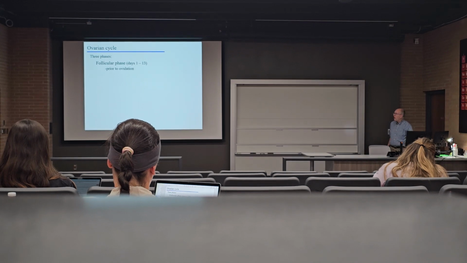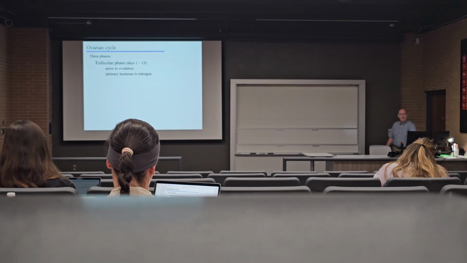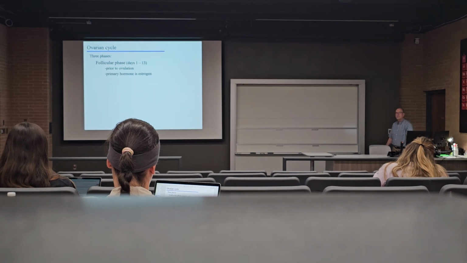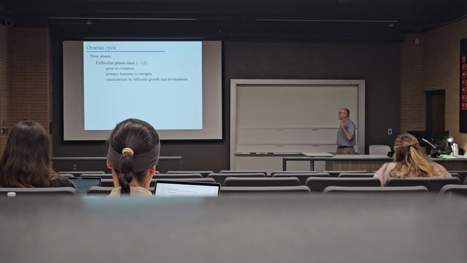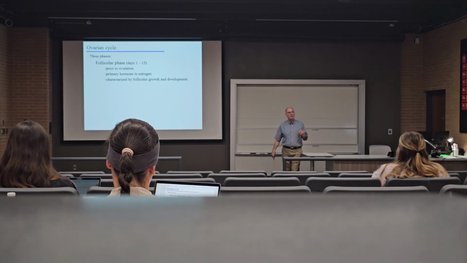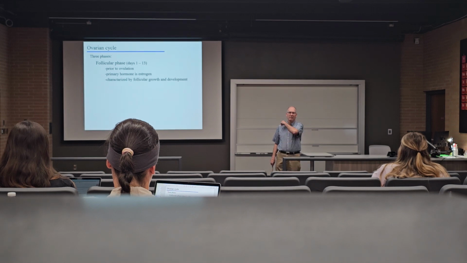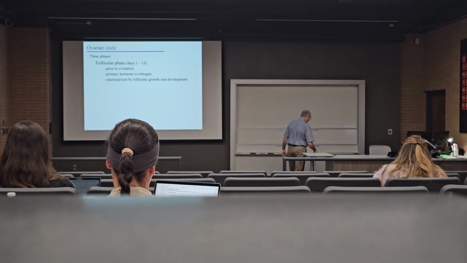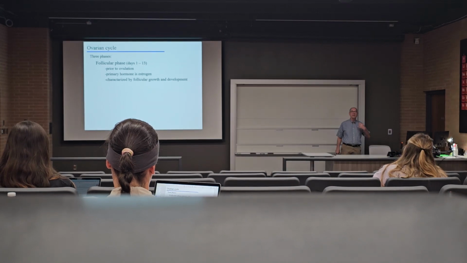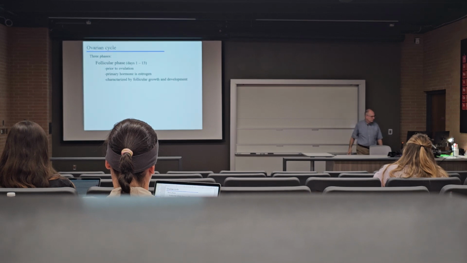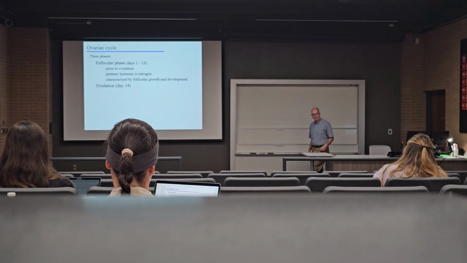The primary hormone involved in this is estrogen. That estrogen is being produced by those follicles. And it is characterized by follicular growth and development. What is causing that follicular growth and development? Follicle stimulating hormone, FSH. FSH will cause the growth and development of these follicles, which will then produce estrogen. So as the follicles grow and get bigger, they produce more and more estrogen, and our estrogen levels go up.